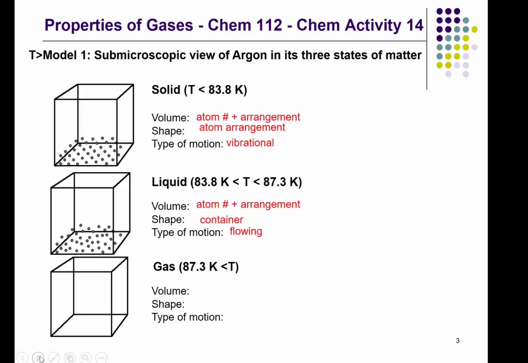At temperatures above the boiling point, in this case 87.3 Kelvin, the volume of those particles will be defined by the volume of the container. In other words, the particles are now in the gaseous state. The shape is defined by the shape of the container itself. And of course, the type of motion, as we saw, is a random chaotic motion. There's a translational motion, there's a vibrational motion, there's a rotational motion. All of these things are happening.